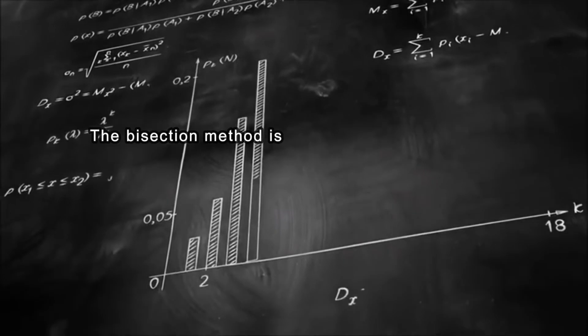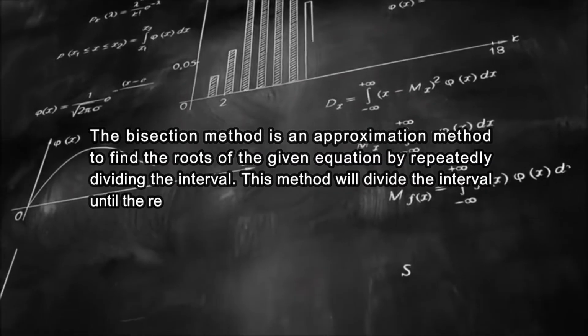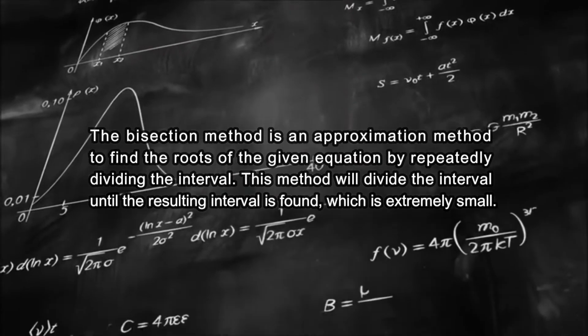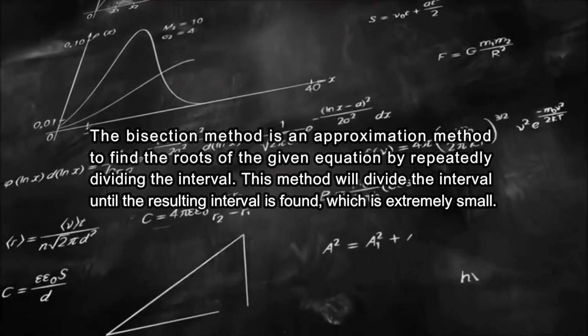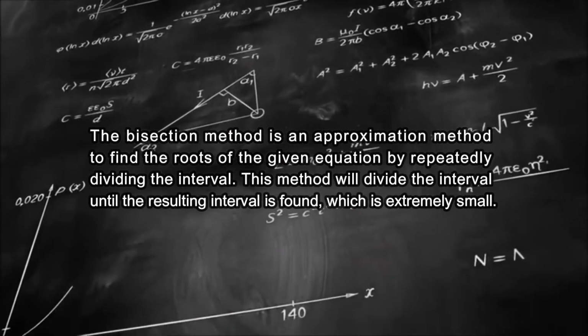The bisection method is an approximation method to find the roots of the given equation by repeatedly dividing the interval. This method will divide the interval until the resulting interval is found, which is extremely small.